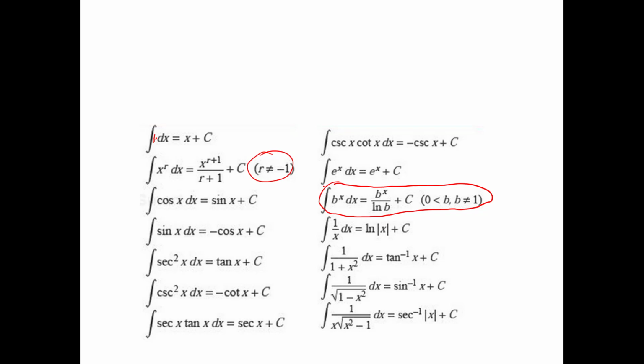But if you have an exponential function where the base is not e, then your antiderivative is b to the x divided by the natural log of b. That might show up on your homework. The antiderivative of 1 over x is the natural log of the absolute value of x. We went over that the derivative of the inverse tangent was 1 over 1 plus x squared. So the antiderivative of 1 over 1 plus x squared is the inverse tangent of x. Same thing with the inverse sine and inverse secant.